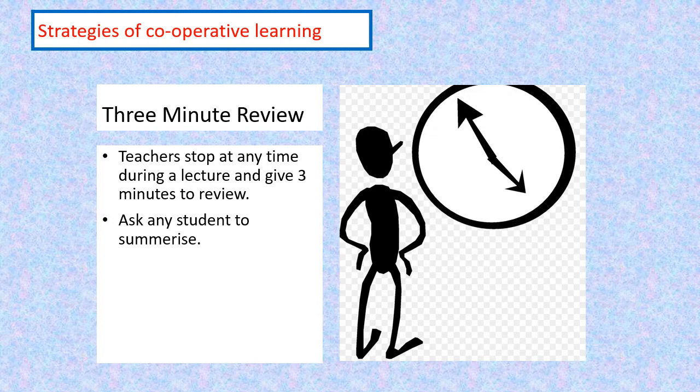3-minute review. Here, teachers stop any time during a lecture or discussion and give teams 3 minutes to review what has been said, ask clarifying questions, or answer questions. The teacher asks any student to summarize what has been learnt, or she may ask specific questions.